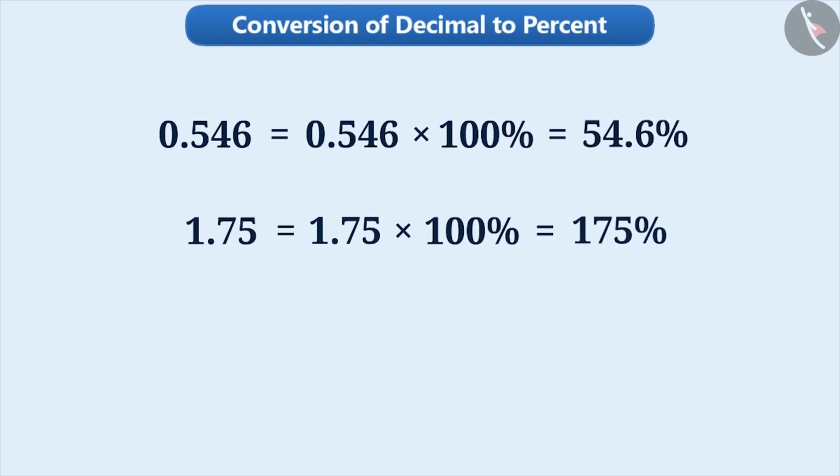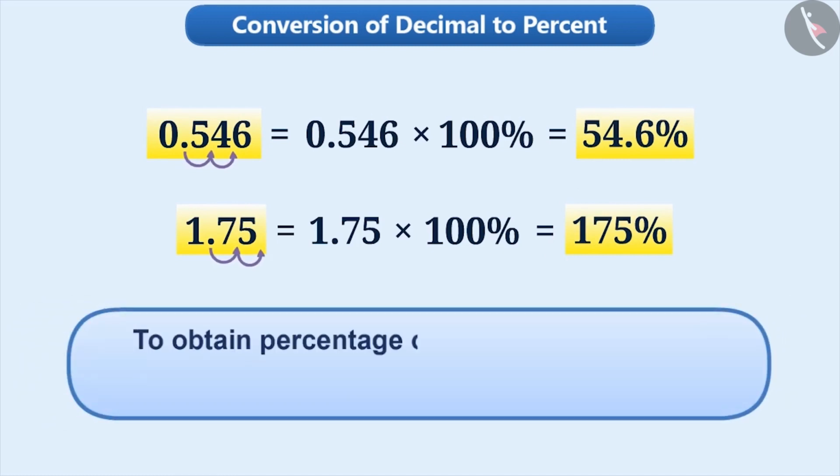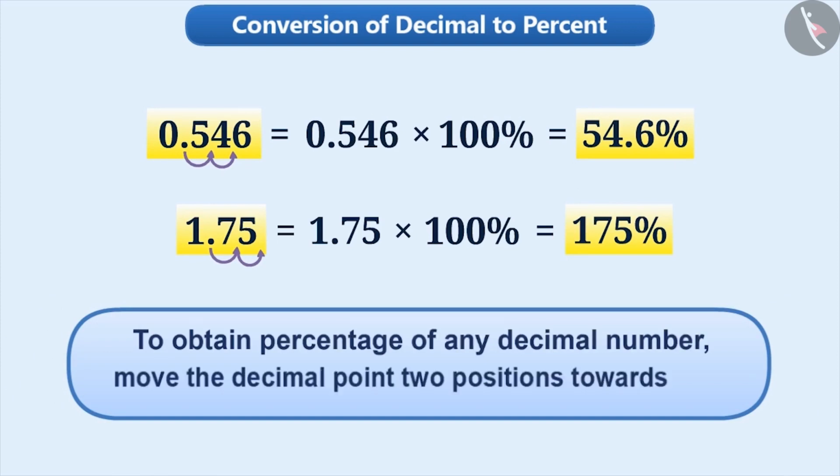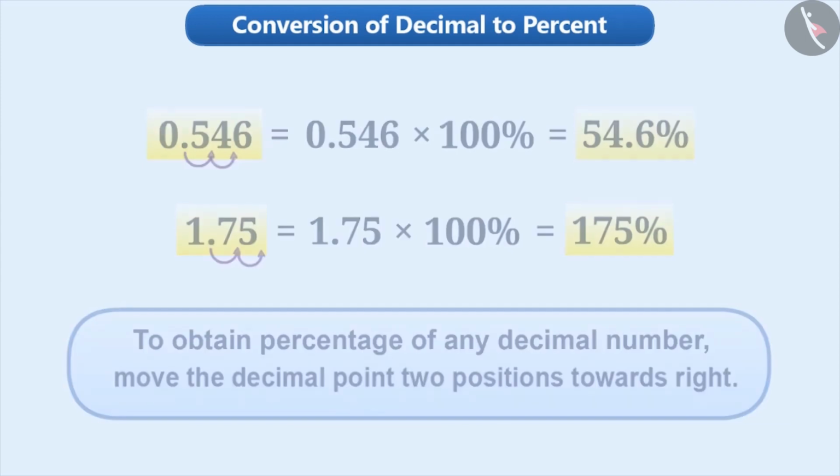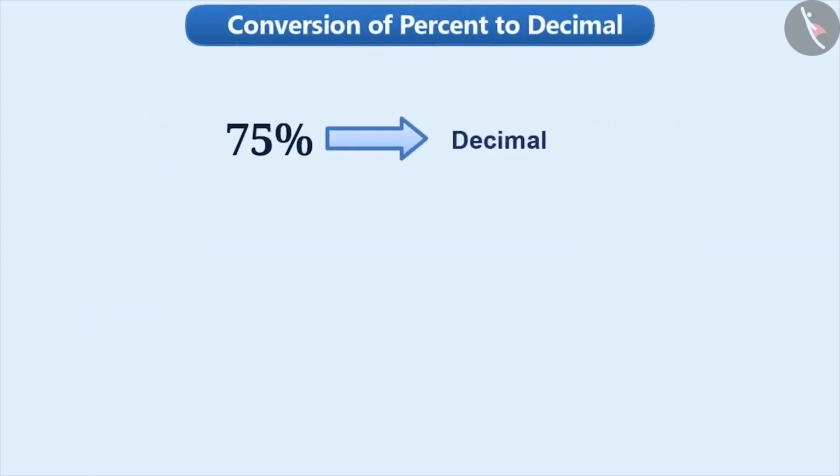In both situations, we can see that the percent has the same numbers as in decimal number, only the decimal point is moved to the right. In general, we can say that to obtain percentage of any decimal number, move the decimal point 2 positions towards the right. With this understanding, can you tell the method to convert percentage into decimal? Think for a while.